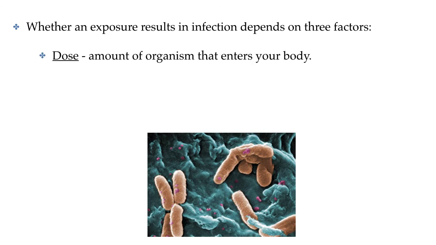And the first thing that might vary is the dose. How much of that organism has to enter your body for you to get sick? So for some diseases, you only need to have maybe a couple of organisms, say for example, a couple of bacteria or a couple of viruses enter your body for a person to actually get infected. But for some diseases, you might need a bigger dose for that to result in infection.